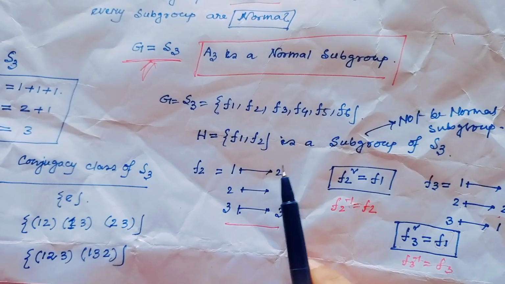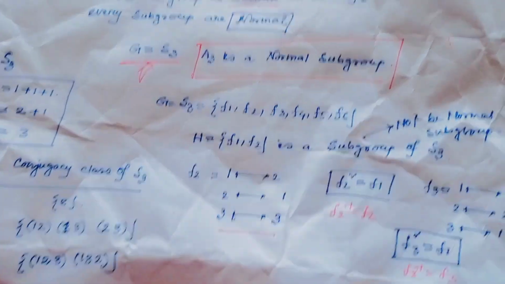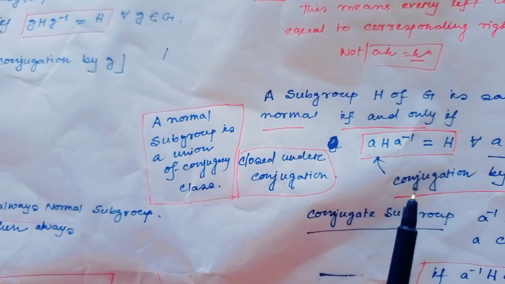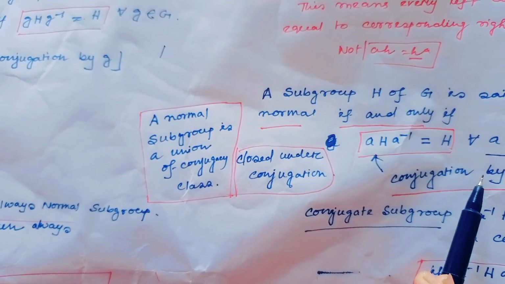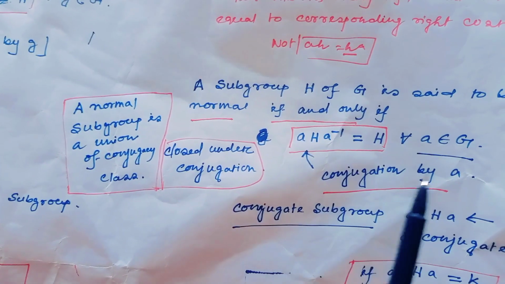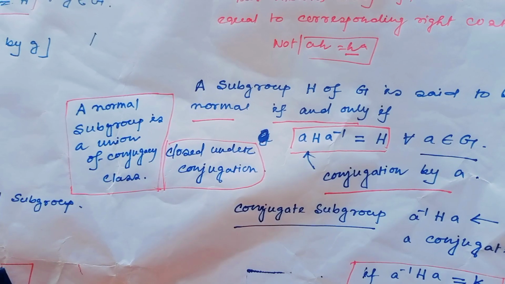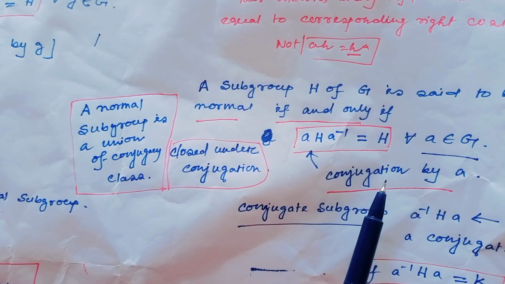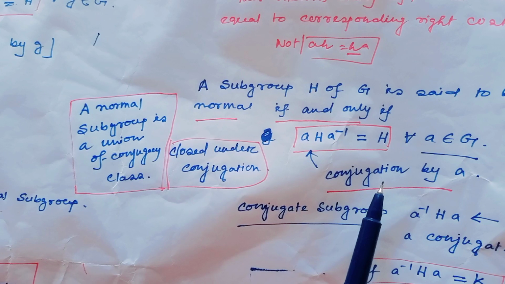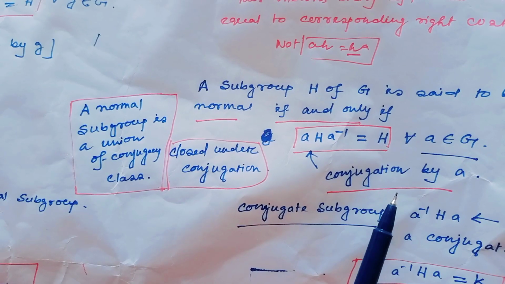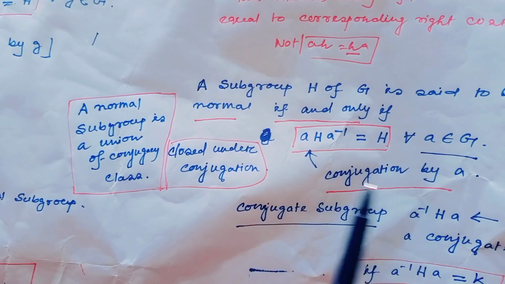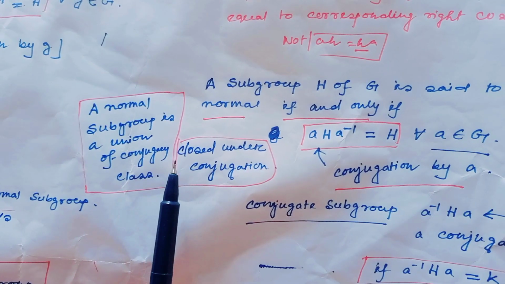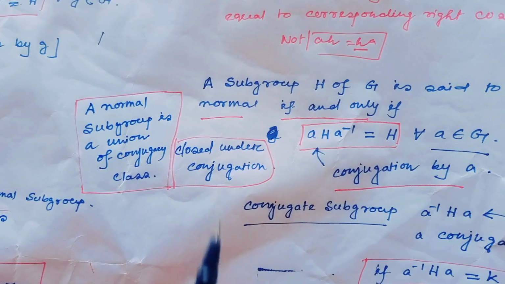Actually, A is not a normal subgroup, because look at the definition of a normal subgroup: a A a inverse equals A, and this is true for all a belonging to G. Since a A a inverse equals A is the definition of a normal subgroup, it means the subgroup is closed under conjugation, here conjugation by the element a. Therefore, a normal subgroup is a union of conjugacy classes.